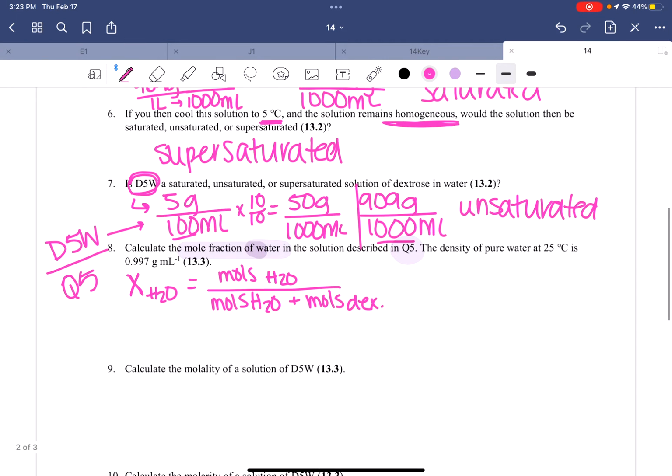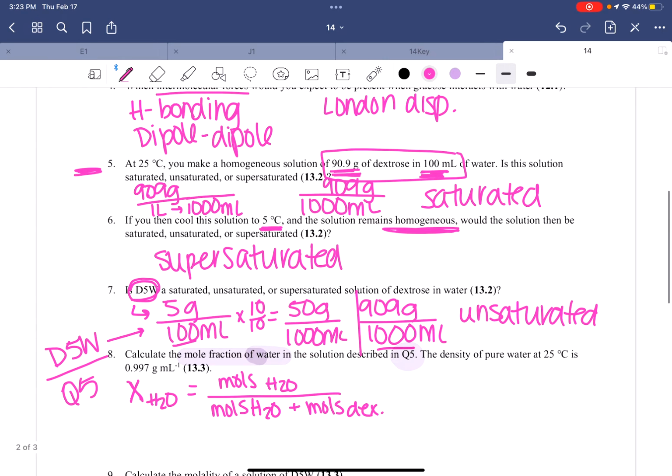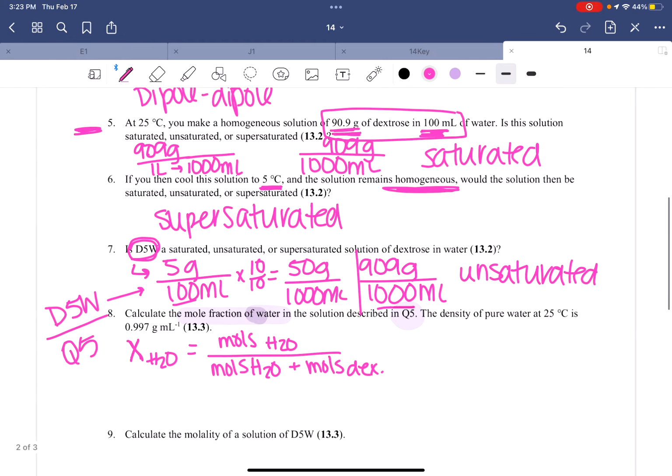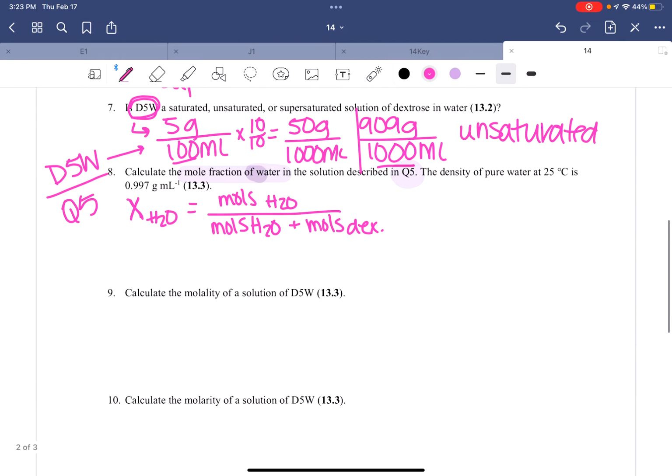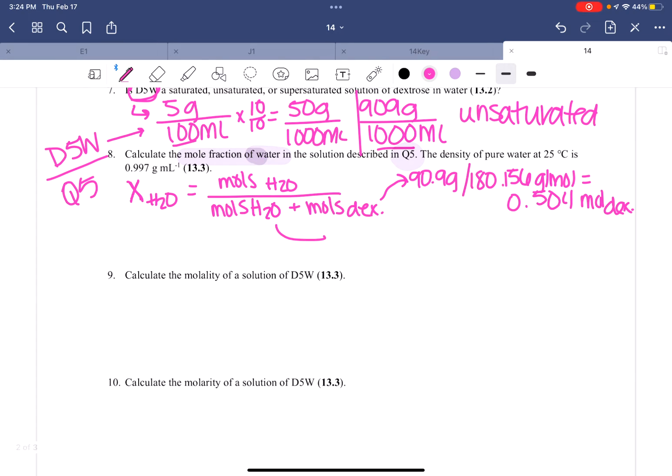So the question 5 solution is 90.9 grams of dextrose and 100 milliliters of water. We can start with finding the moles of dextrose. We're going to start with that 90.9 grams and then divide it by the molecular weight, just like we did earlier in this problem, in units of grams per mole. We find that that comes out to 0.504 moles of dextrose.